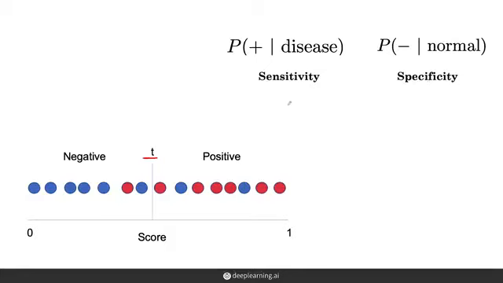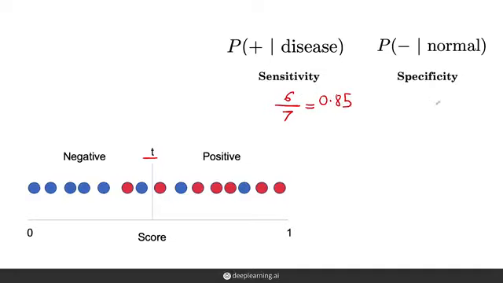Here, the denominator for sensitivity is the total number of disease examples, which we can count as the total number of red, which is going to be 7. The numerator is how many of those are positive, or in other words, on the right side of the threshold. This is all of them except 1, which is 6. So our sensitivity is 6 over 7, or 0.85.